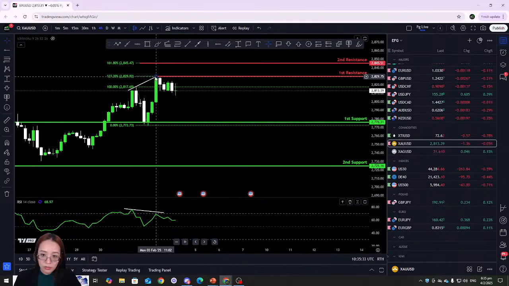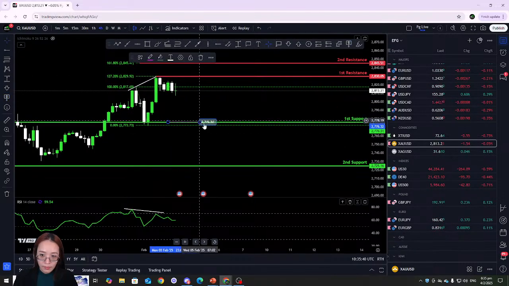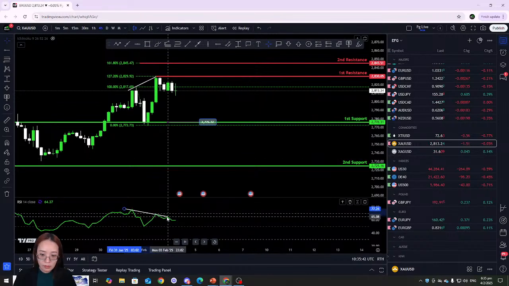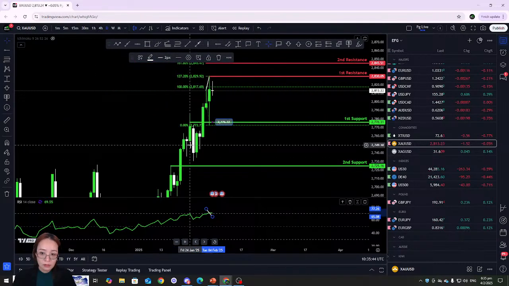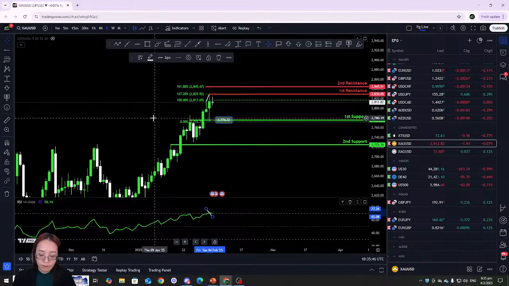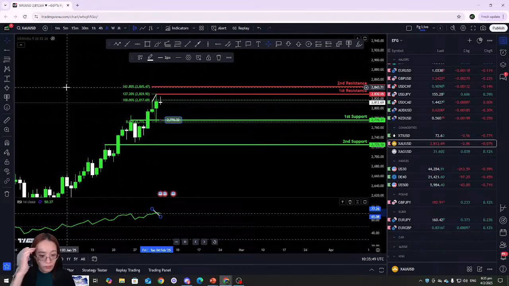I think today you will see it fall to this level again because there's a divergence on the H4. Like this one, there is a bearish divergence. So just monitor the daily time frame for the price action.